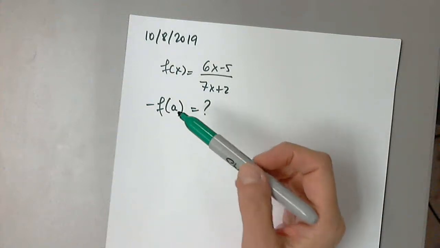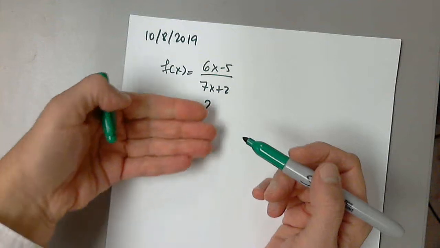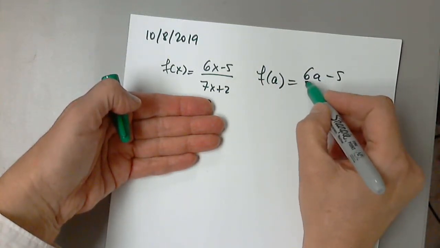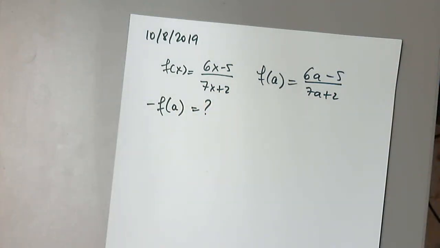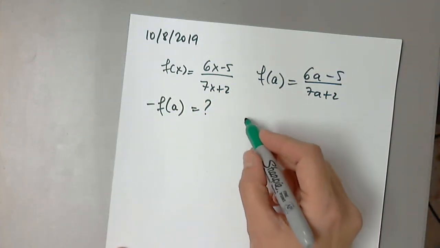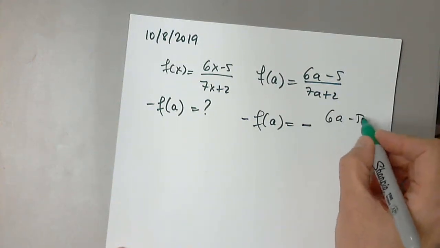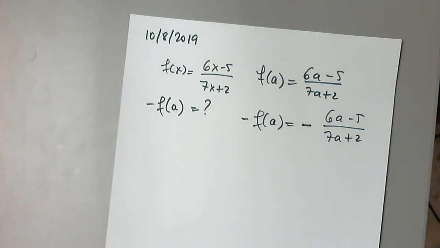We're asked to determine negative f of a. We can do it in two steps. First of all, I want to find f of a, which is (6a - 5)/(7a + 2). That's my first step. Then they're asking us to find the opposite of f of a, so all we have to do is put the minus in front. Nothing else is required. We do not have to do anything else.